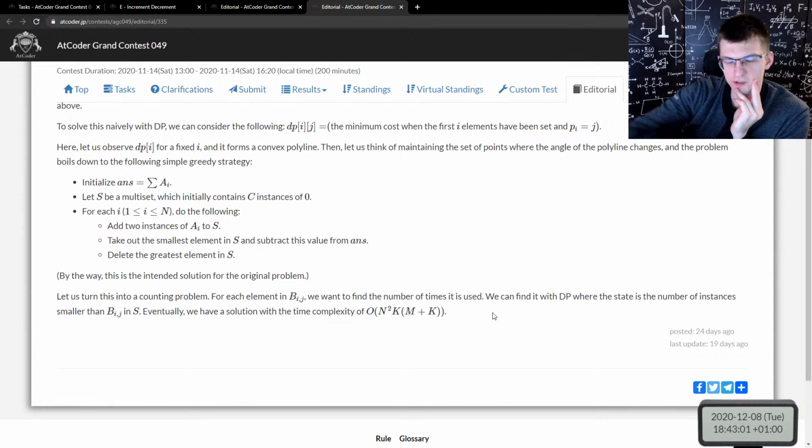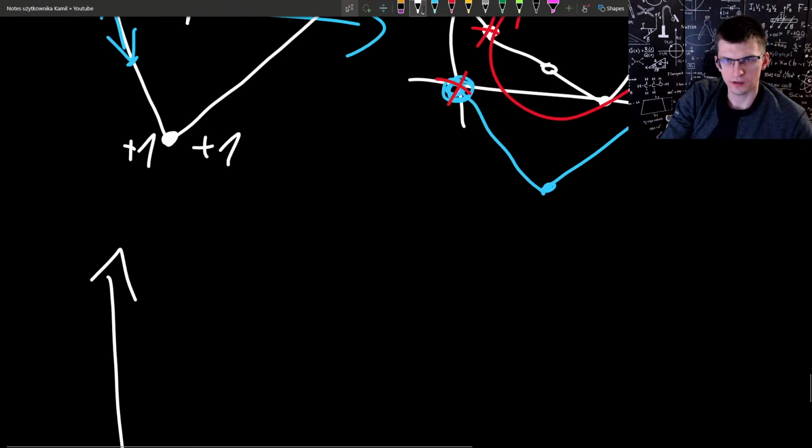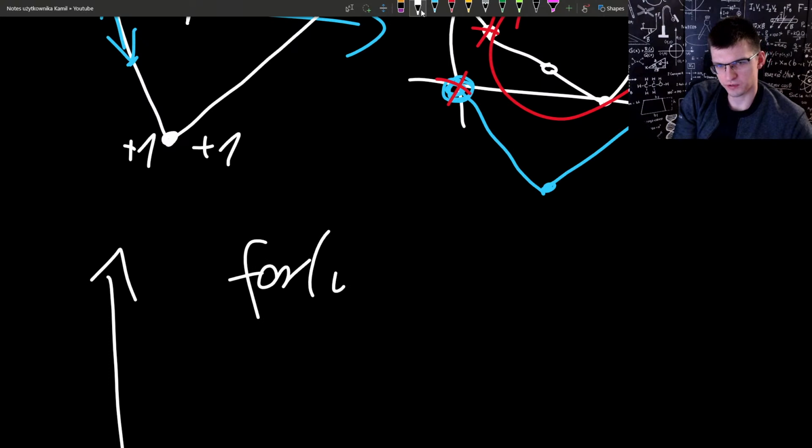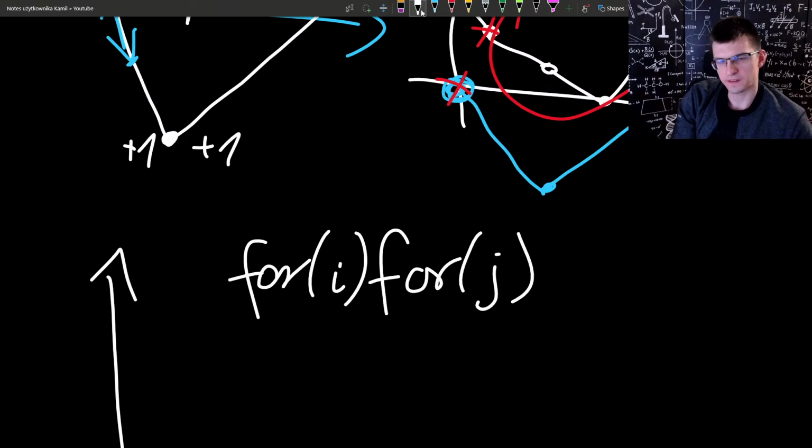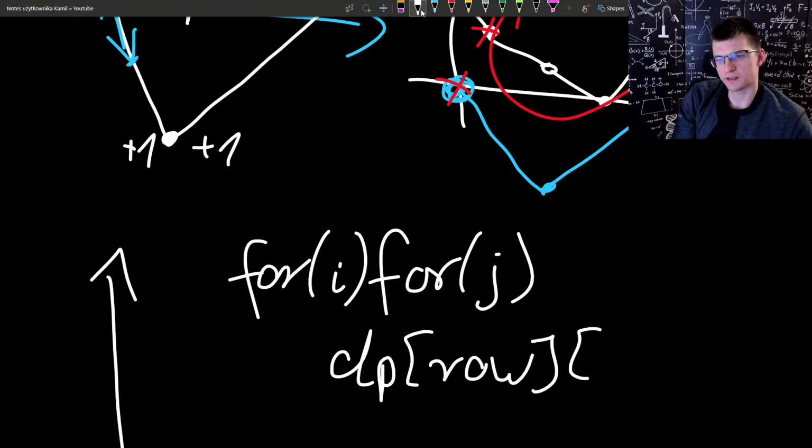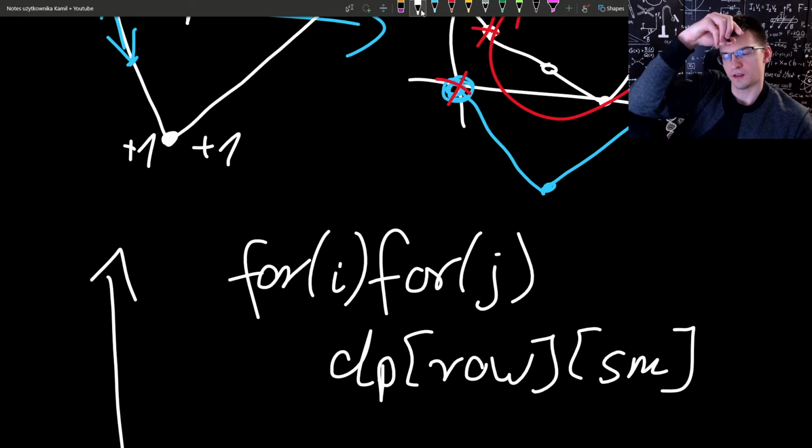And this will be dp of what? We have this two-dimensional array for every element. The number of possibilities such that that many smaller elements were taken. I think it will be for every element in the grid, in the input, so for i, for j. Then go through the whole matrix and do dp of a row and the number of smaller elements. Then we go through a new row, and either it's too small or not.